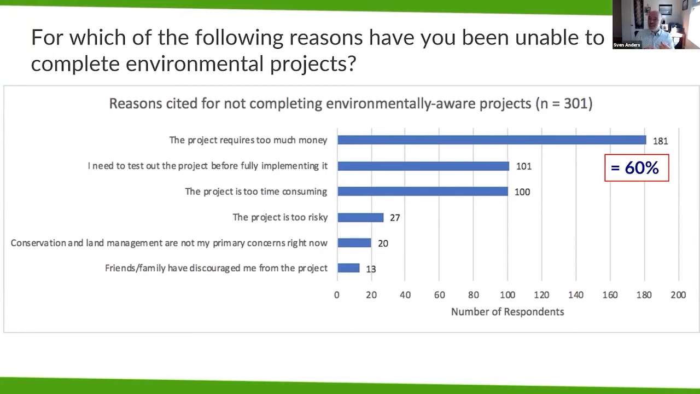Skepticism in terms of, I need to try it out before I'm going to really implement something. So again, this element of uncertainty, I'm not really sure this is something I should be doing because I'm having the profitability and the productivity of my operation in mind, or it's too time consuming, and time is equal to money. So the first three most important reasons are all related to the potential financial or monetary impacts of adopting environmental measures in the operation. And again, climate change is not on this list.